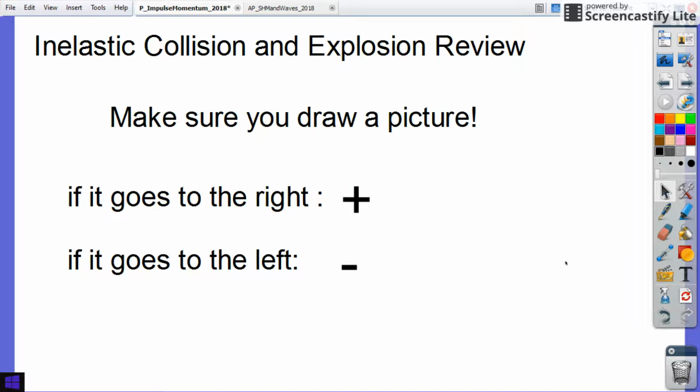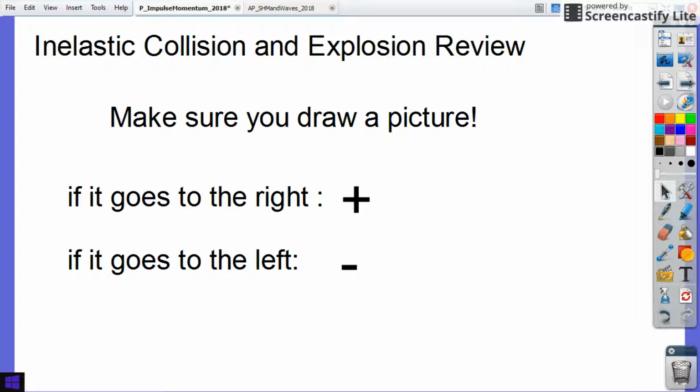All right. When you are doing these problems, make sure you draw a picture. Draw the arrows. And whenever you have an arrow that goes to the right, make sure it is positive. And whenever you have an arrow that goes to the left, make it negative. This is going to be especially important on the quiz. I'll tell you right now from the other two classes, the number one mistake people were making was they were forgetting the negative. Everything else about their work was correct, except the negative.